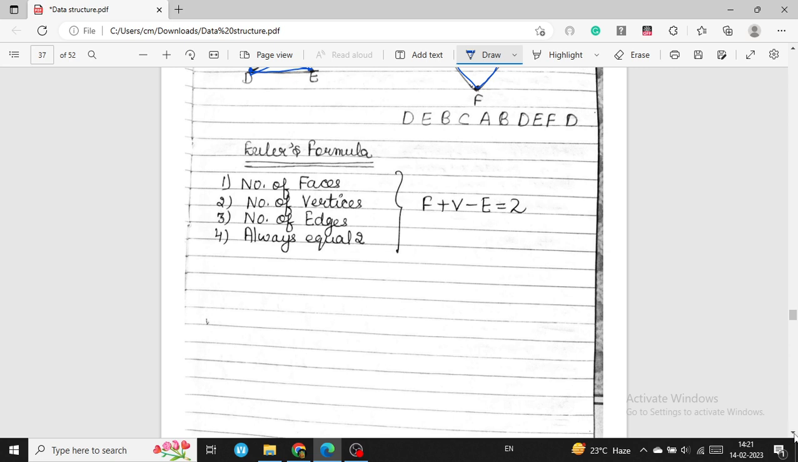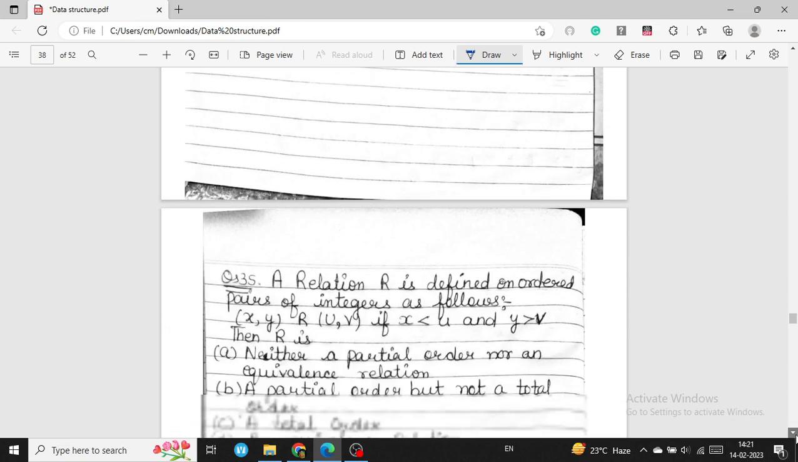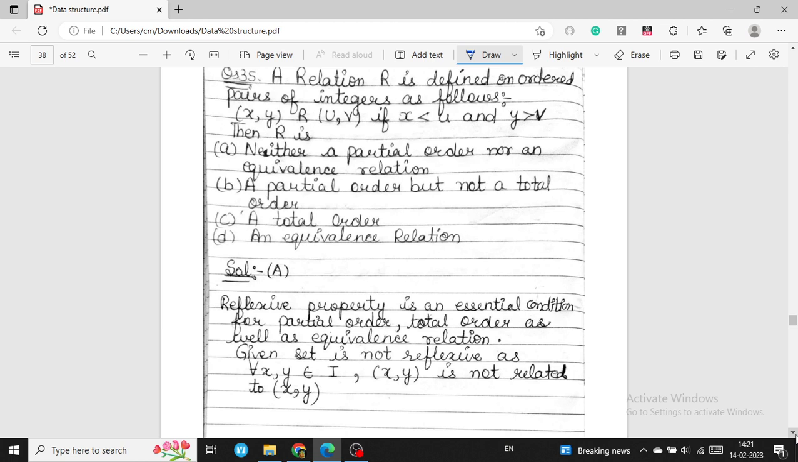Euler's formula is faces plus vertices minus edges equal to 2. The number of faces, vertices and edges always gives 2. The formula is given here. Now the next question is related to relations. A relation R is defined on ordered pairs of integers as follows. We have given (x, y) R (u, v) if x is less than u, and y is greater than v, then R.